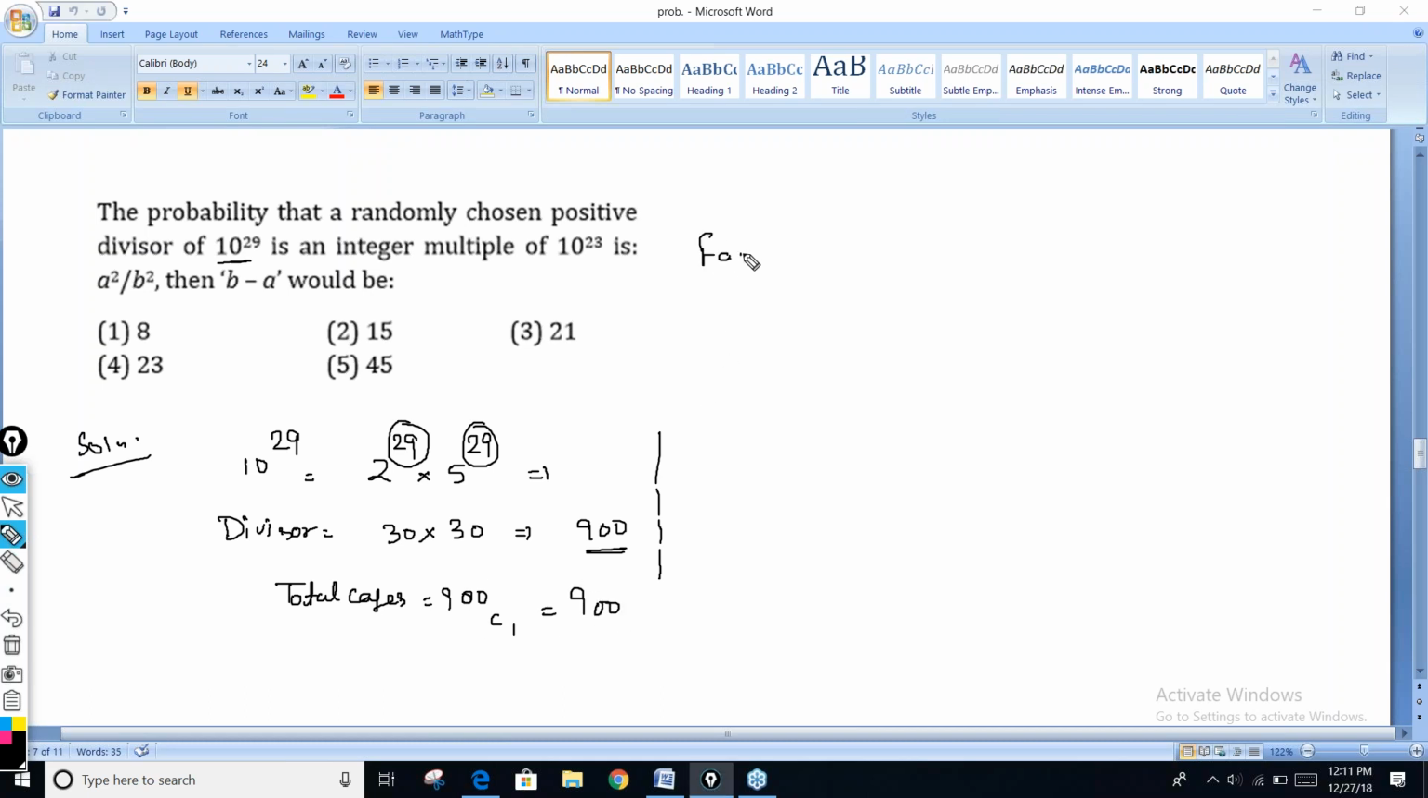What are favorable cases? Now it is saying favorable cases that divisor should be a multiple of 10 raised to power 23. So multiple of 10 raised to power 23 means if 10 raised to power 23 is 2 raised to power 23 into 5 raised to power 23, then what does that mean by multiple? It means the power of 2 should be 2 raised to power 23, or the power of 2 can be 2 raised to power 24. The power should be more than 2 raised to power 23. All are multiples of 2 raised to power 23. The maximum power can be till 2 raised to power 29.